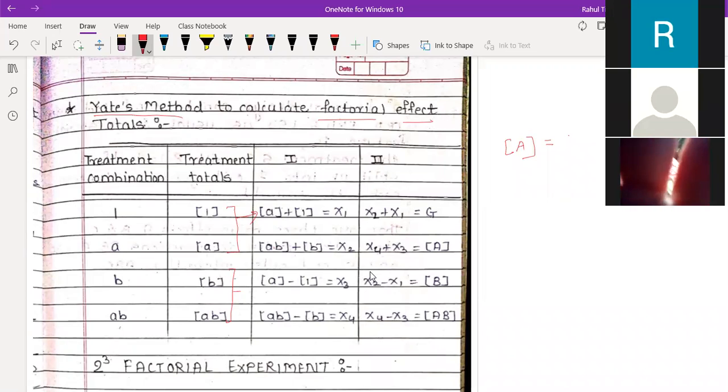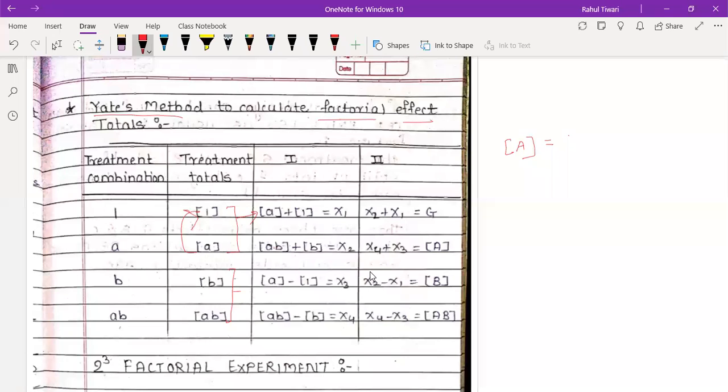Then to get the third treatment combination, subtract this minus this. We'll get the third one. Similarly, this minus this, you'll get the fourth. So this is a technique.